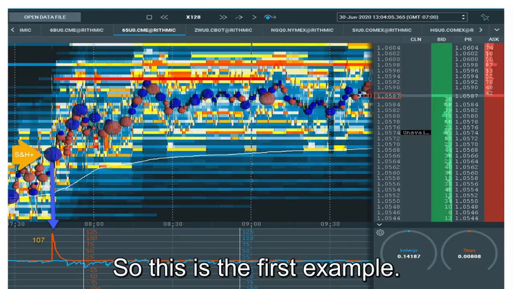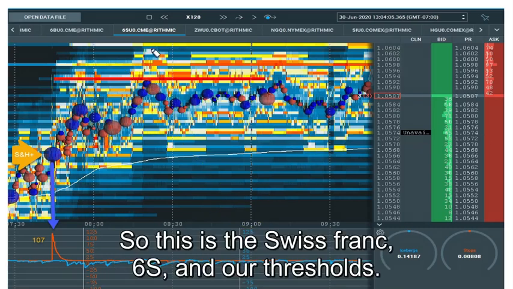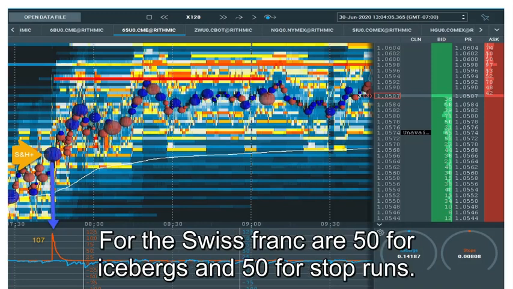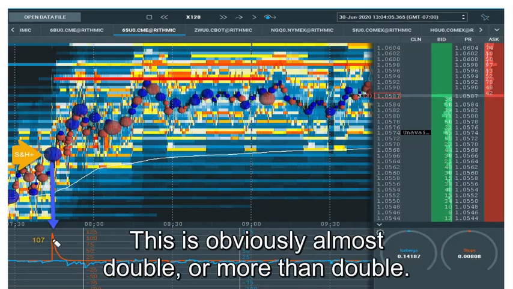So this is the first example. Let me clear this out. So this is the Swiss franc, 6S, and our thresholds for the Swiss franc are 50 for icebergs and 50 for stop runs. So anything over 50 is significant to take the trade or pay attention. This is obviously almost double or more than double.